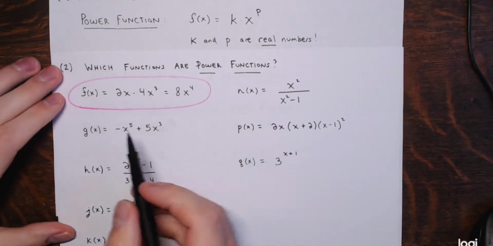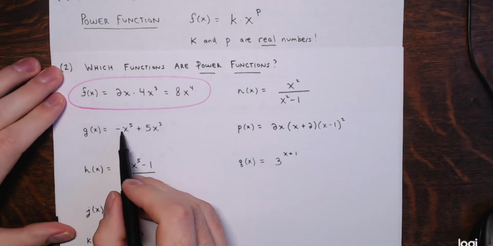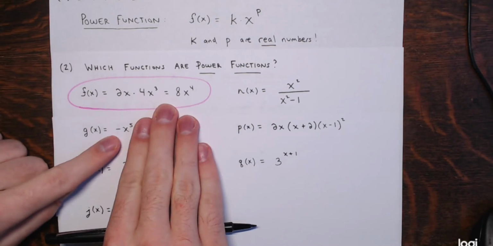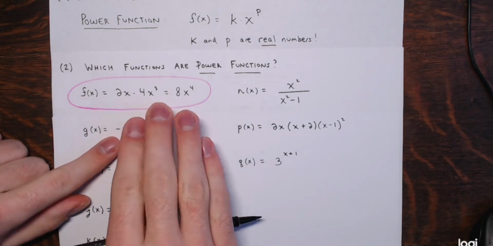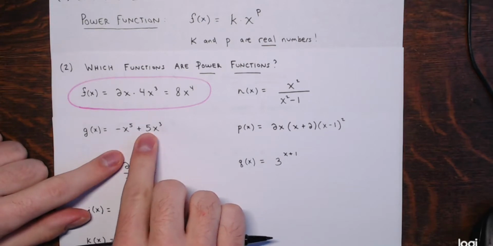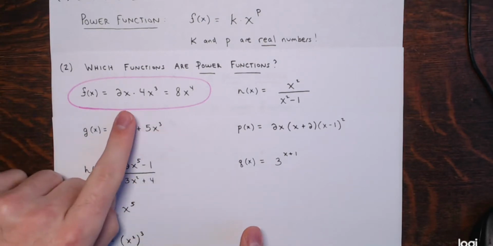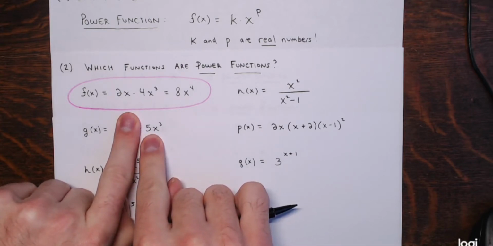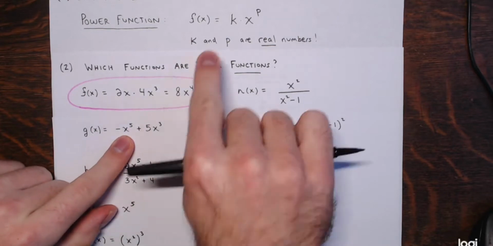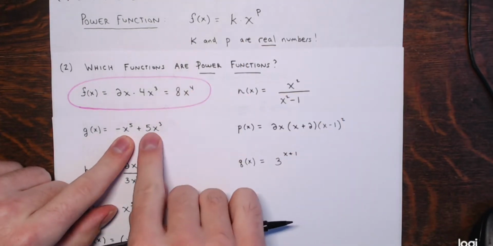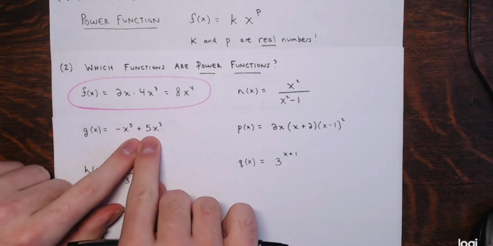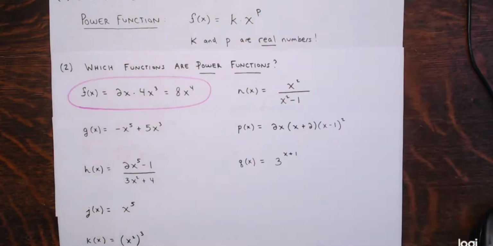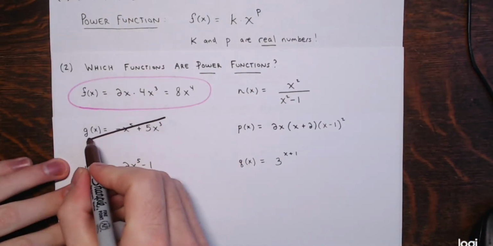Now how about g of x here? G of x is -1 times x to the 5th. Now, if that was all that was there, that would be a power function. But there's an additional term, plus 5x cubed. Now again, if that were alone, if it was just 5x cubed, that would be a power function. But the sum of them together does not look like this. It's the sum of two power functions, but together it is not a single power function. I hope that makes sense. So I'm going to put a big X through that one. That is not a power function.